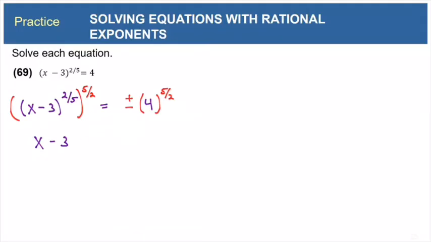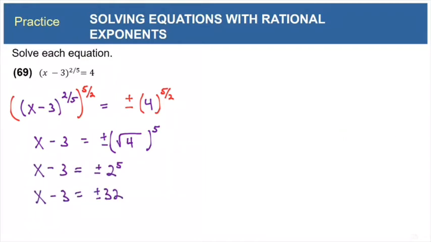Now on the right side, we do have the plus minus, and we're going to have 4 under a square root radical, and we're going to have that radical raised to the 5th power. So let's go ahead and evaluate that. The square root of 4 would be 2, and then 2 to the 5th would be 32. So right now we have x minus 3 equals plus or minus 32. So we add 3 to both sides to isolate the x, and we're going to have x equals positive 3 plus or minus 32. So we'll need to work out both of these solutions.